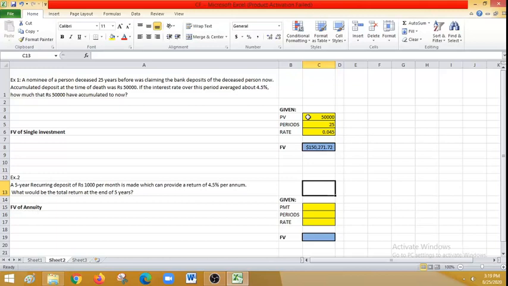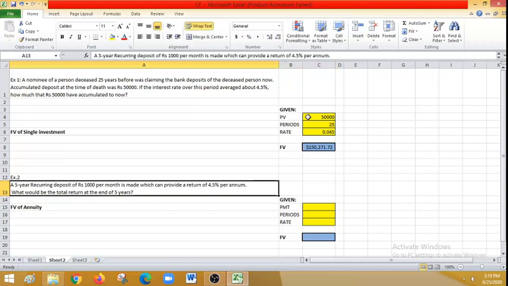For this, I am going to identify what is the future value. So consider this example, a 5-year recurring deposit, right? So every month 1000 rupees is made. It can provide a return of 4.5% per annum. Here it is per annum, right? 4.5% is per annum. Every month I am depositing 1000 rupees. So what would be the total return at the end of 5 years?